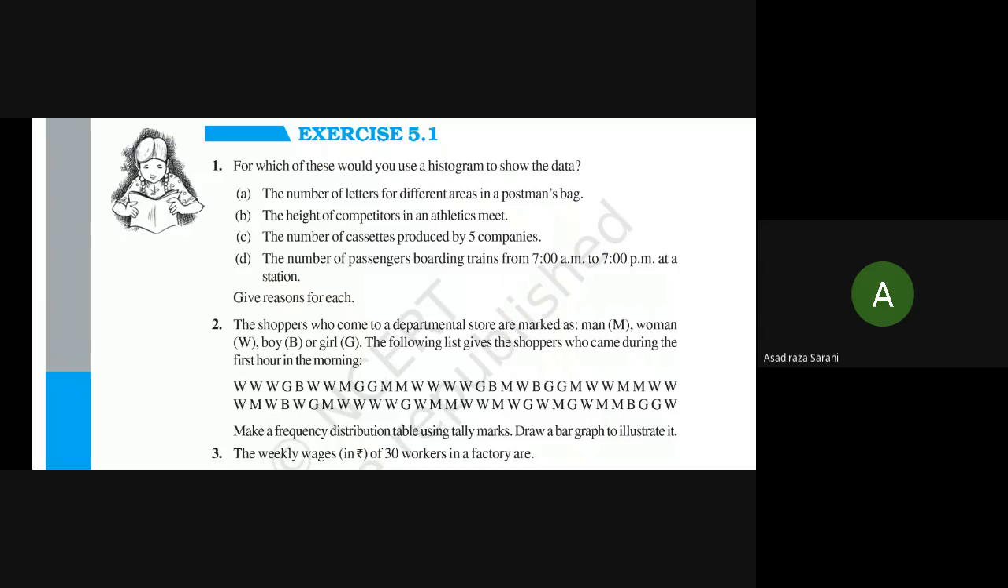So in question number 2 and 4, you can use a histogram, but question number 1 and 3, in which you cannot use a histogram. Do you get it? Do you get it, boys? Yes, sir. Very good.